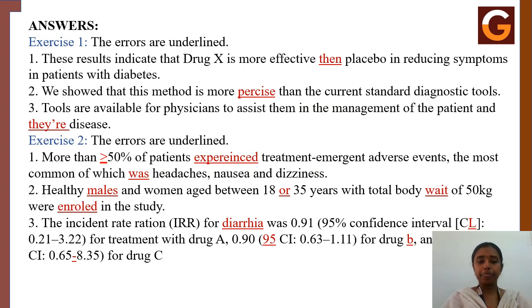So these are the two topics that we have discussed today: editing and proofreading. And I hope these two are clear, and you must be able to differentiate between editing and proofreading.